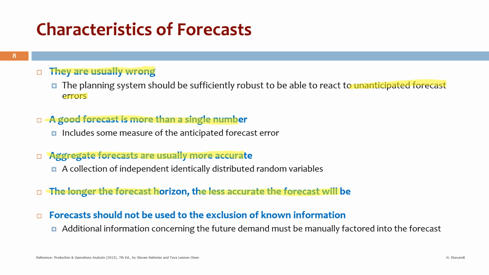Yeah, it totally makes sense. And forecast should not be used to the exclusion of known information. This means that if we have several pieces of information about that parameter, but we can't include all of them in our forecasting method, then we need to manually include that information and adjust our forecasting values. Okay.